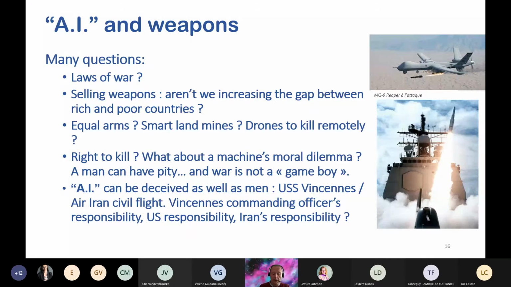What about the right to kill? Can it be delegated to an automatic machine? And what about a machine's moral dilemma? We know that a man can have pity, not a machine which will follow strictly the rules.